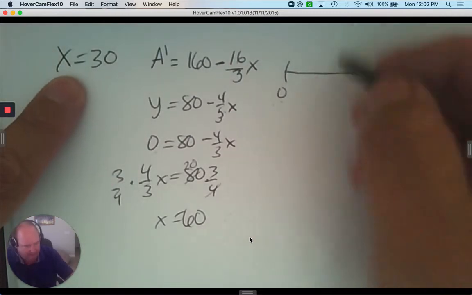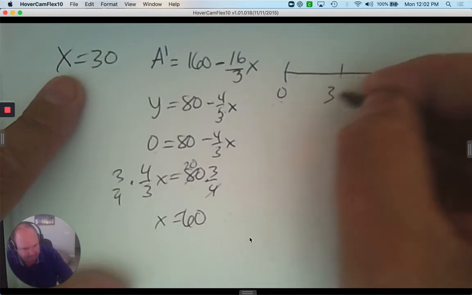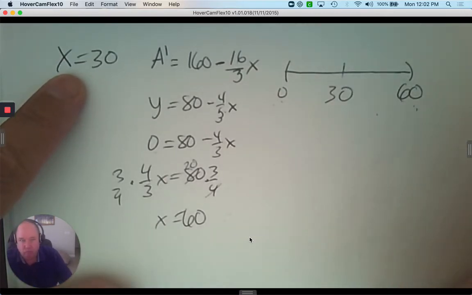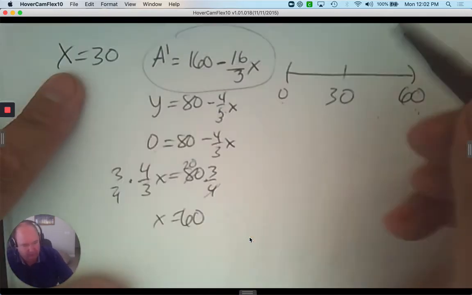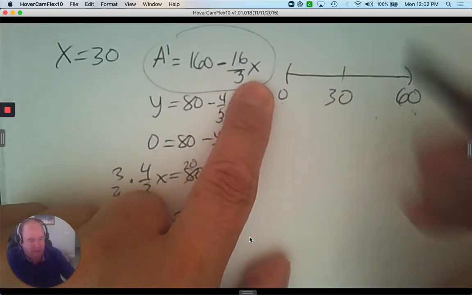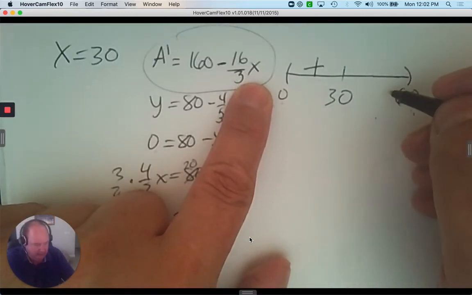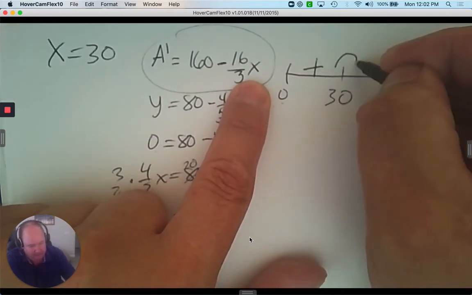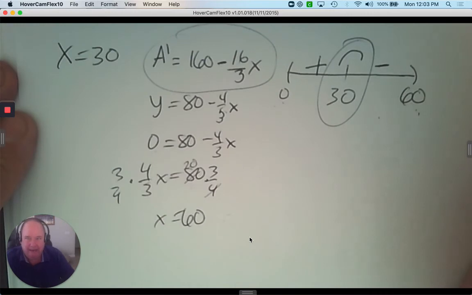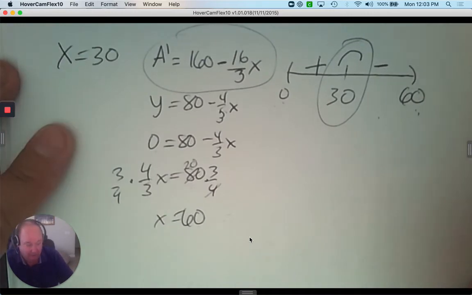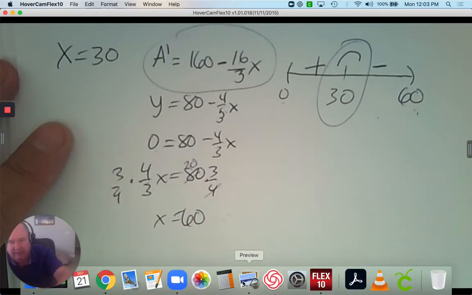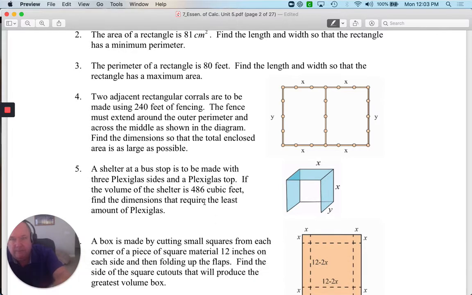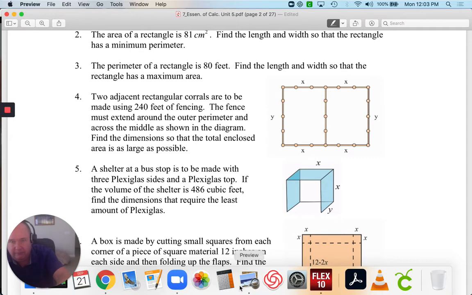We found x to be 30. Now we have to test it. So if I plug in a number like 1, it's positive. If I plug in a number like 50, that becomes negative. So at 30, we have a maximum value for the area. Is that what I'm looking for? Maximum value for the area. Find the largest area possible. Perfect. And now we'll finish it.